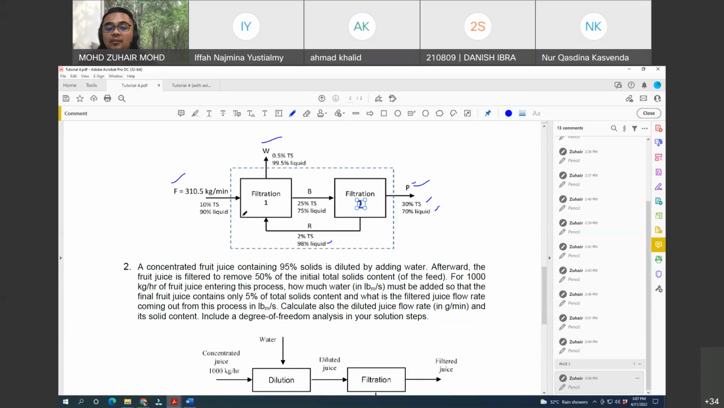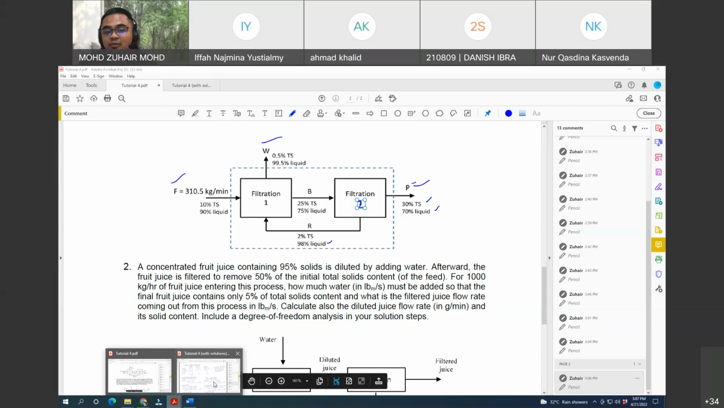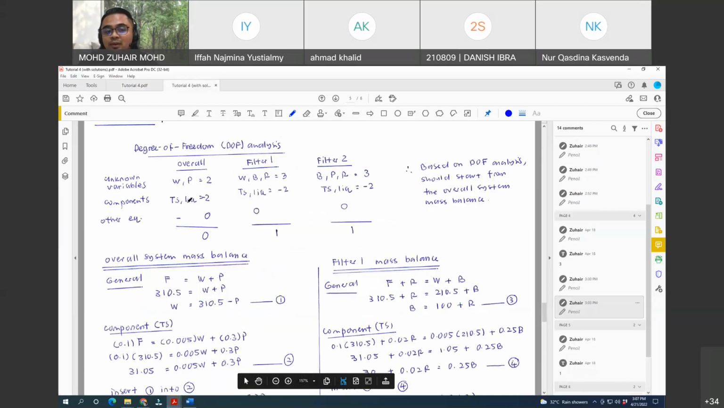So how many unknown variables here? We have W and we have P, so we have two. How many components? Two. Any other equation? No. So we have two unknowns, W and P, and we have components total solid and liquid, and we don't have any other equation. So the answer is 0. Okay, but it's okay. So we also perform the degree of freedom analysis for filter 1 and filter 2. Okay, let's see filter 1 and filter 2.